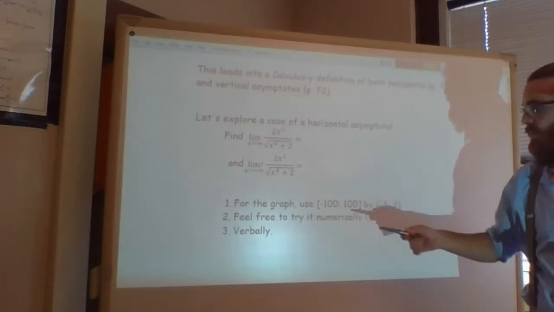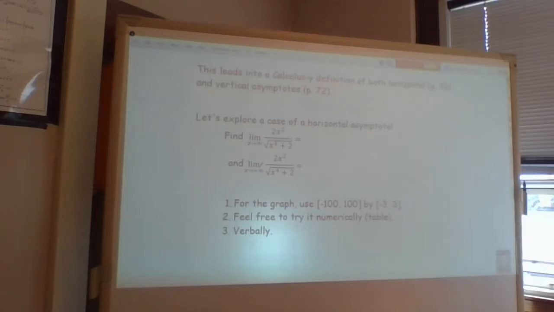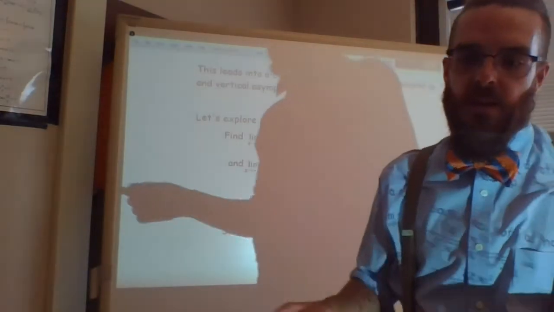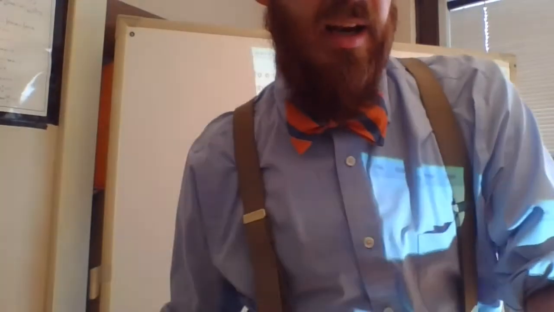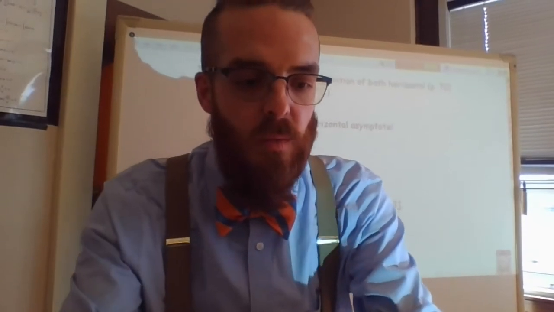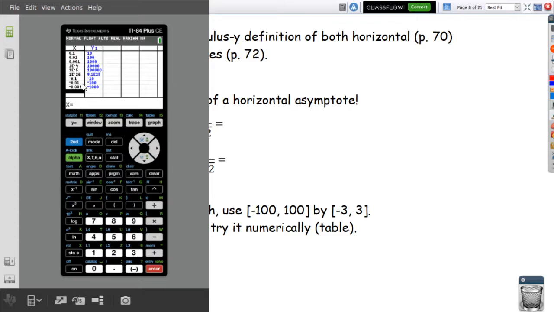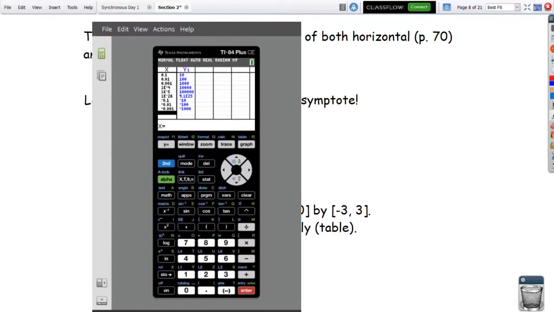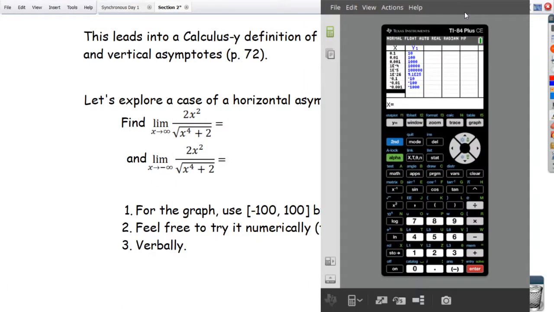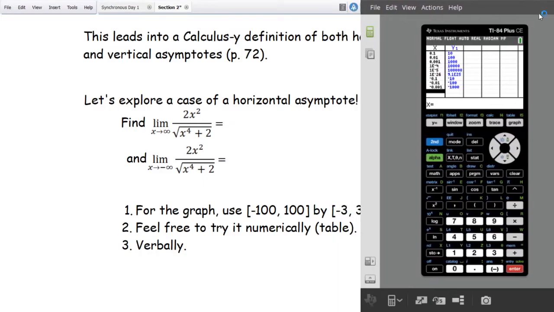For the graph, I want to use a window of negative 100 by 100 by negative 3 to 3. All right? So if you've never read anything like that, let me put this back up here and move the calculator. Trying to move the calculator. There we go. Just so that we can see the function at the same time and our viewing window.